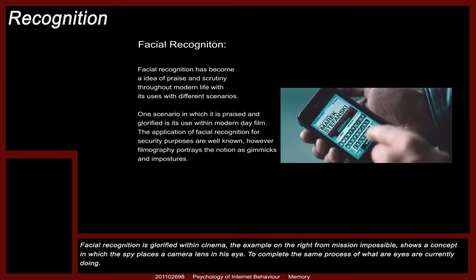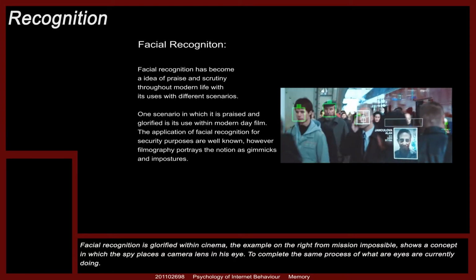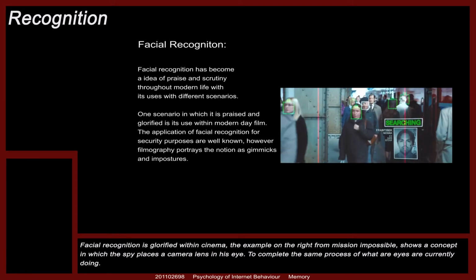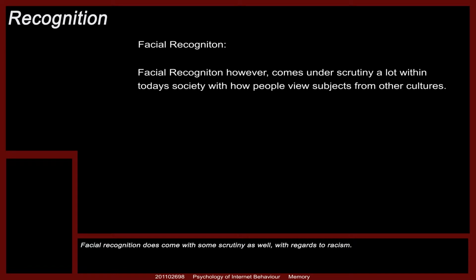Facial recognition is glorified within cinema. The example on the right from Mission Impossible shows a concept in which a spy places a camera lens in his eye to complete the same process that our eyes are currently doing. This is a gimmick or useless process due to the fact that the camera lens is simply overshadowing a process which is already biological. Facial recognition does come with some scrutiny with regards to racism.